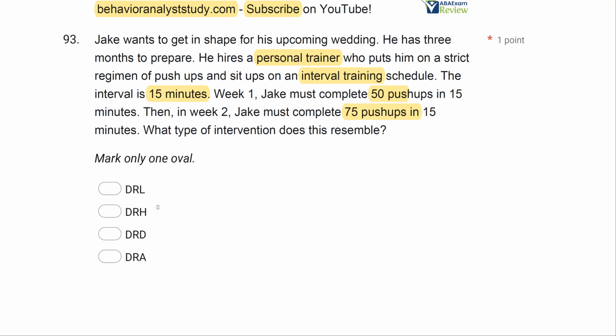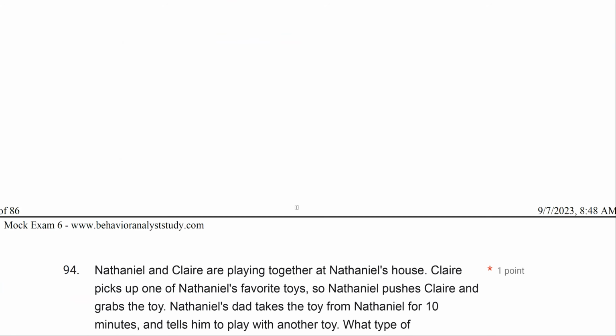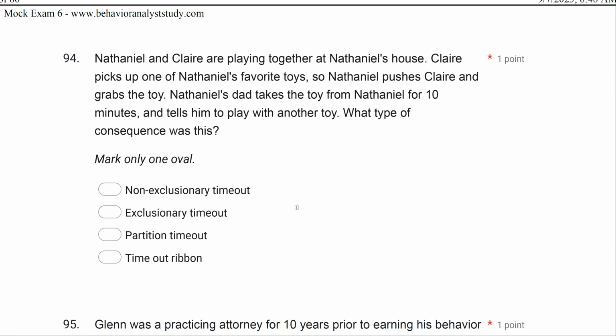Always read all of your answer choices. C, DRD, well, same reason as DRL. We're not trying to decrease, right? We're not trying to diminish how often this is occurring. So A and C are out. And then DRA, differential reinforcement of alternative behaviors. Like we talked about at the beginning of the question, we're not teaching a replacement. We're not teaching an alternative behavior. We are just taking the same behavior and increasing the rate, or we're trying to increase how often it occurs. So what type of intervention does it resemble? B, DRH.